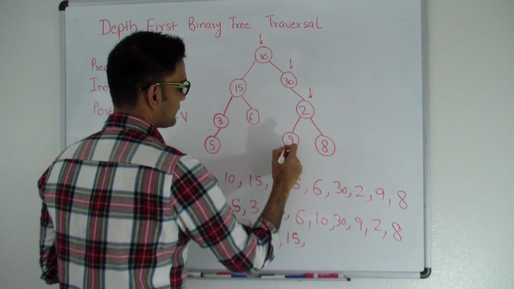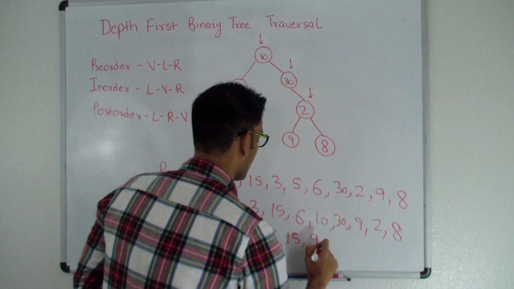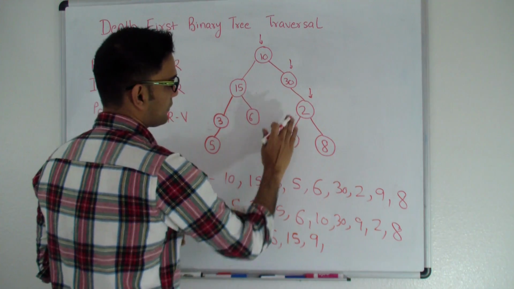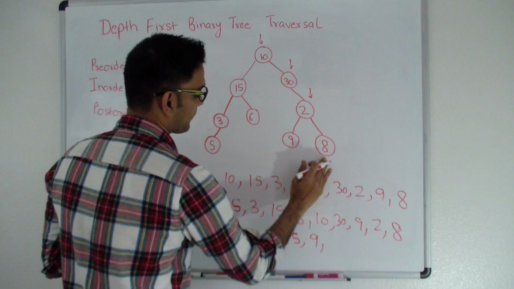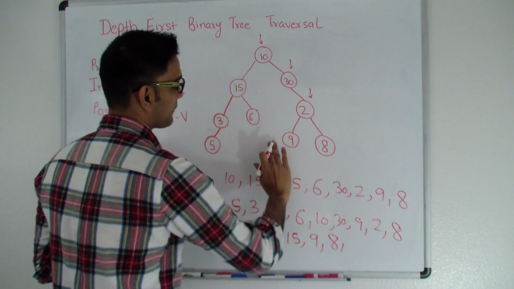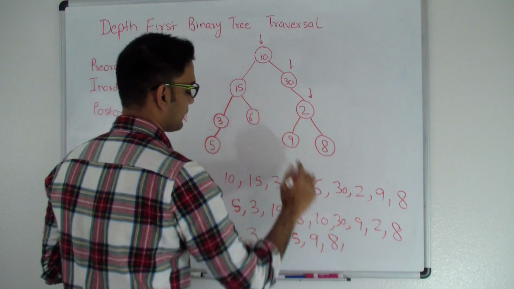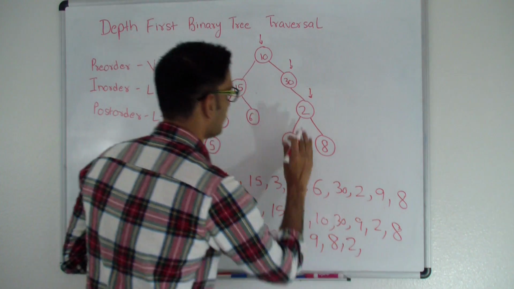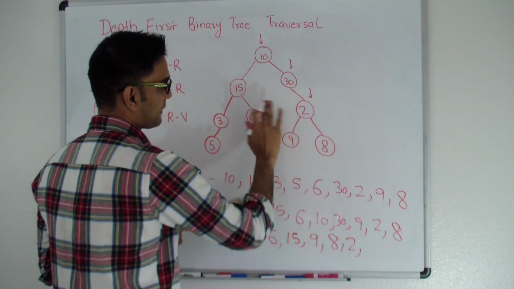For 2, left is there. So we go to 9 and print 9. Then go to 2. Its right side is not visited. So we go and print 8. Then come back to 2. Now for 2, everything on left and everything on right is printed. So we print 2.